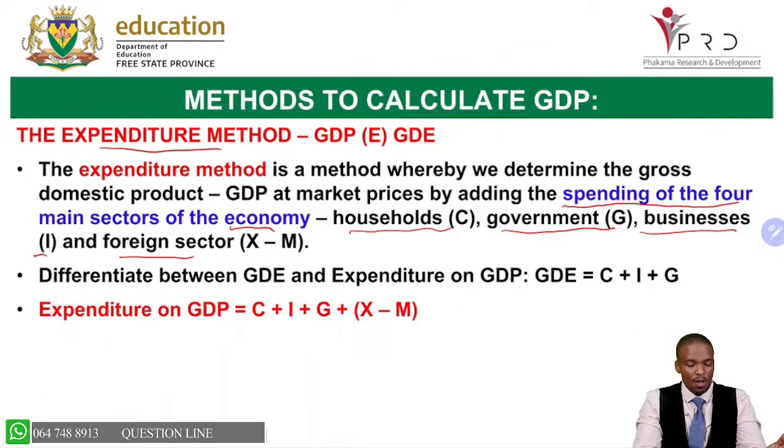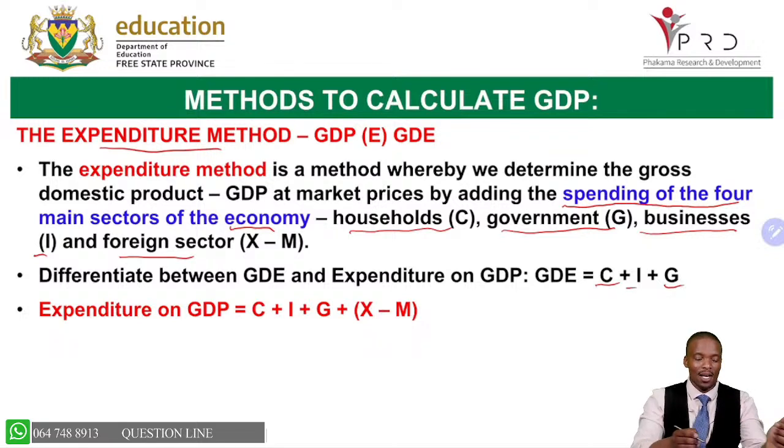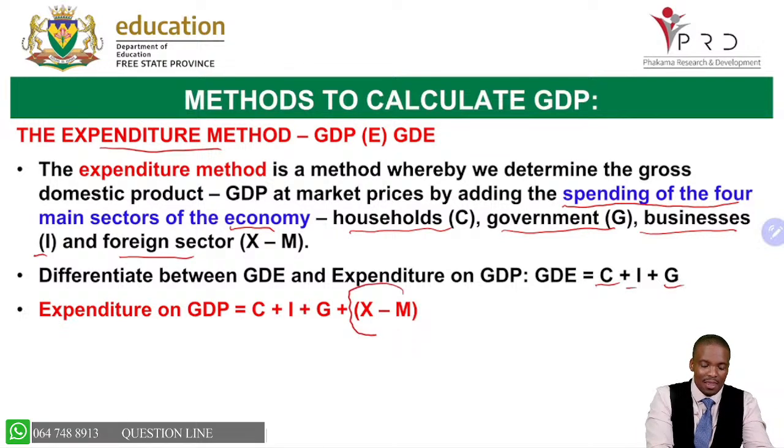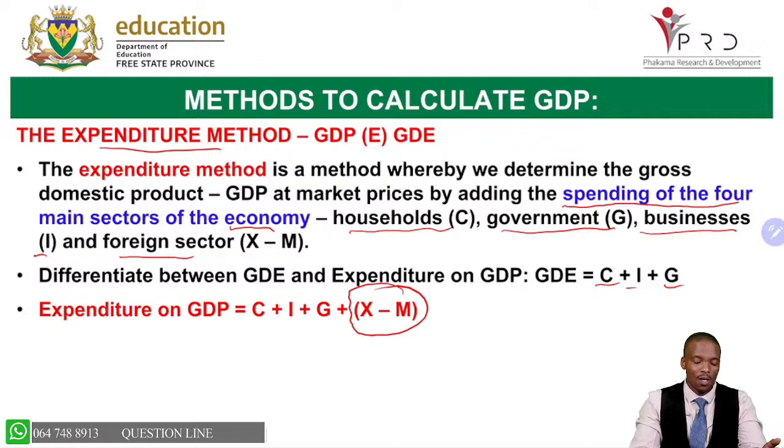So the differentiation between the GDE and the expenditure on GDP, where we say the gross domestic expenditure, we look at consumption by households, investment, as well as government, where the final one, the final answer, now we're going to be considering the fourth participant, which is the foreign sector. Here we are looking at the net values, exports minus imports on the other side.